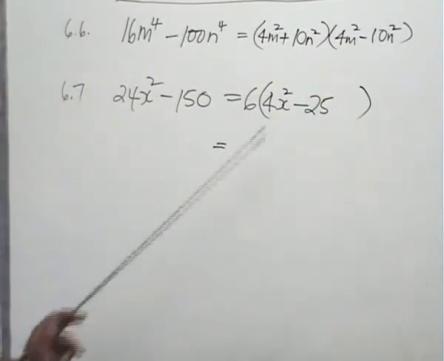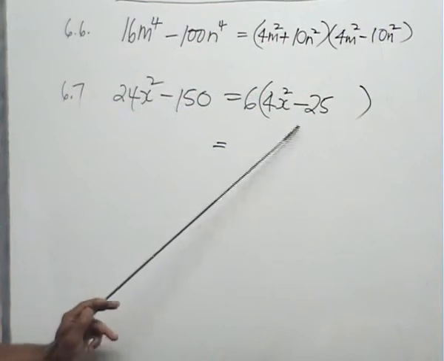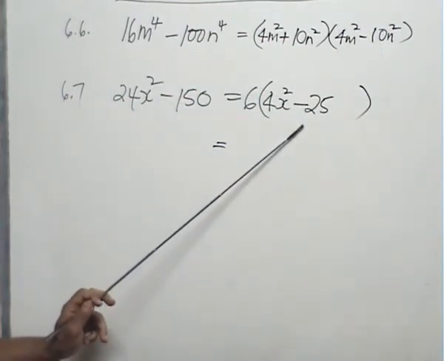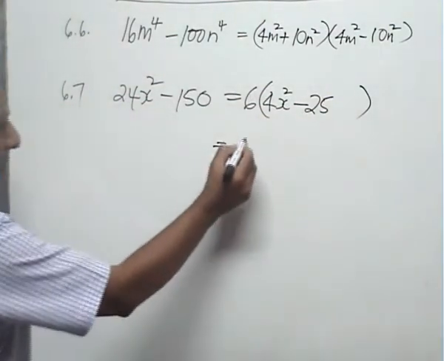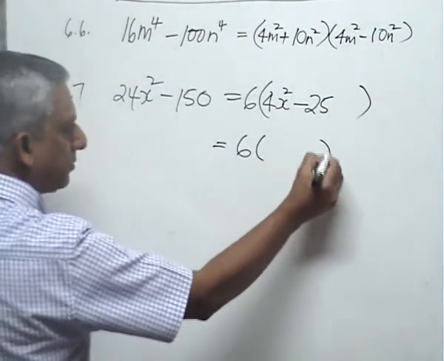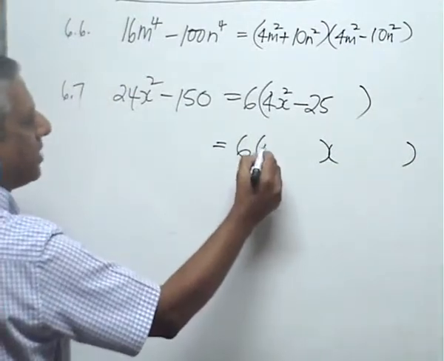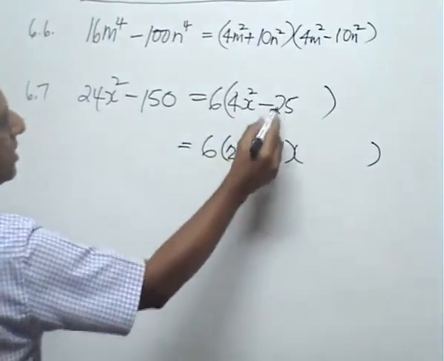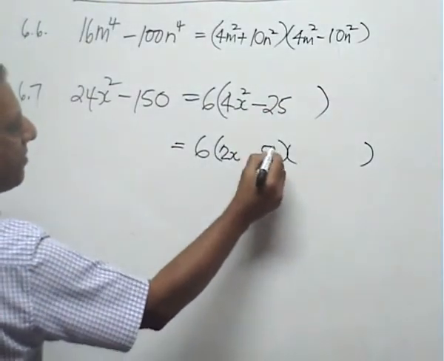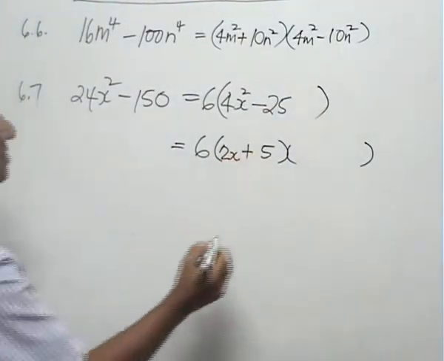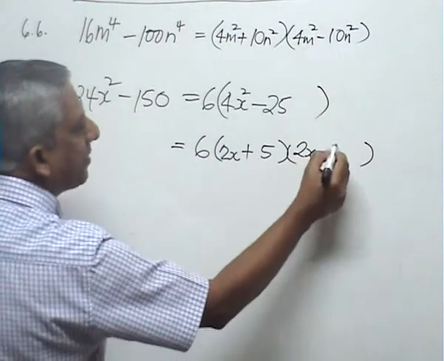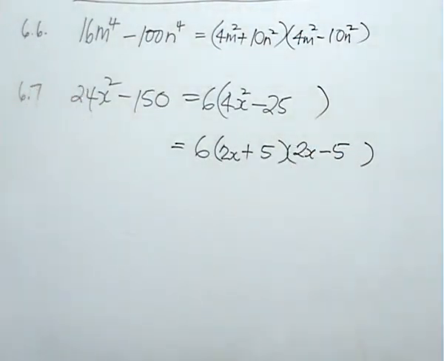Now, when you look at the second bracket, it is a difference of two squares and it must be factorized again. Bring down your 6. Square root of 4x squared is 2x. Square root of 25 is 5. One bracket will be plus, and the next bracket will be minus. That's the answer for 6.7.